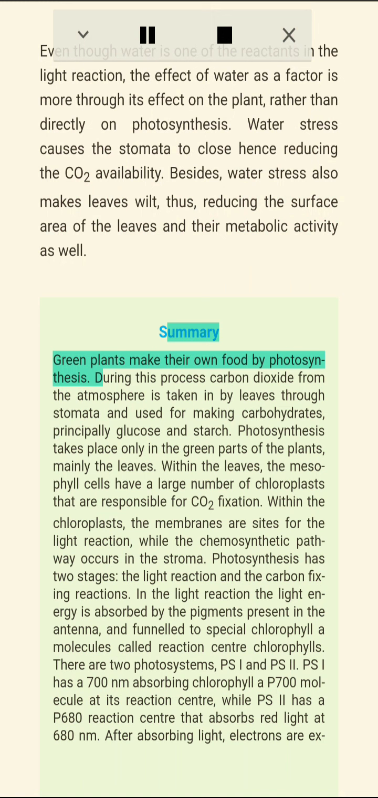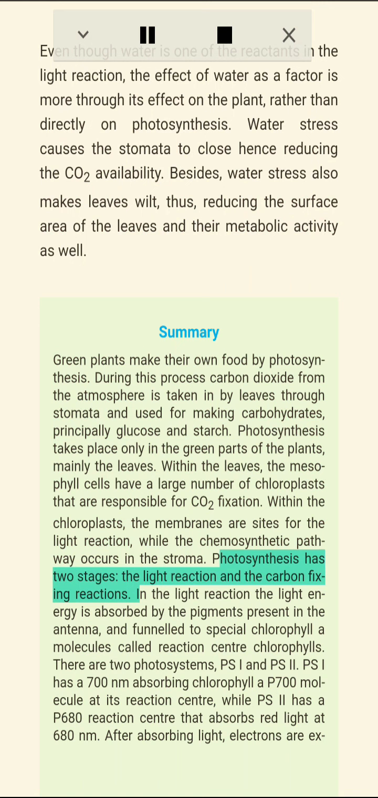Summary. Green plants make their own food by photosynthesis. During this process, carbon dioxide from the atmosphere is taken in by leaves through stomata and used for making carbohydrates, principally glucose and starch. Photosynthesis takes place only in the green parts of the plants, mainly the leaves. Within the leaves, the mesophyll cells have a large number of chloroplasts that are responsible for CO2 fixation. Within the chloroplasts, the membranes are sites for the light reaction, while the biosynthetic pathway occurs in the stroma.